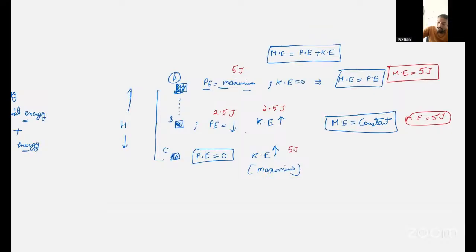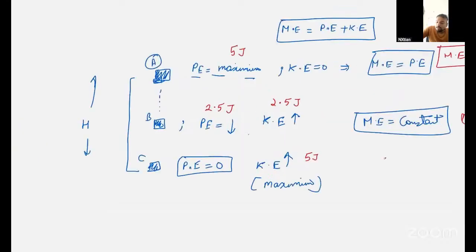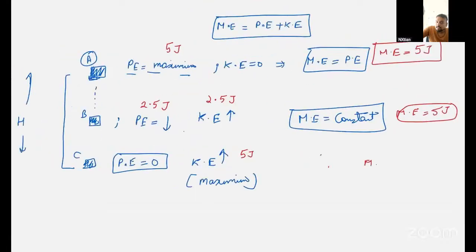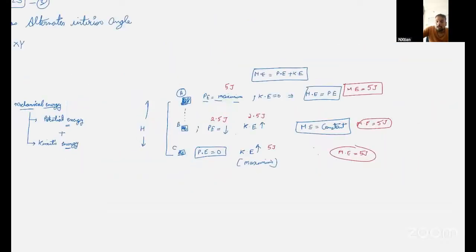So in the last C part also, the mechanical energy is 5 joule. So what I'm trying to say is, in each case, the mechanical energy remains constant. It won't change. Like 5 joule, it will remain 5 joule. It won't go 6 joule, 8 joule, or 4 joule, or 3 joule. No, it will remain 5 joule. Got it?